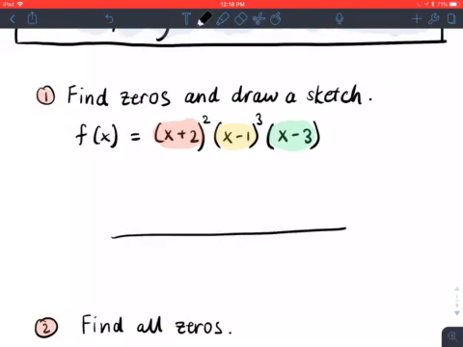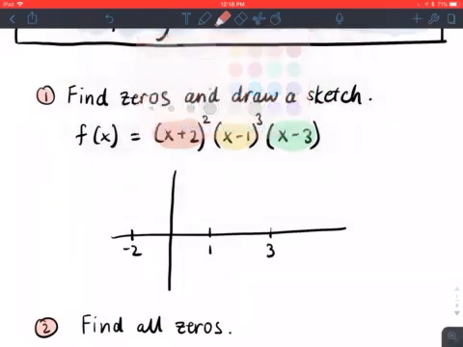If we draw a sketch of the graph, we can see that one root will be at negative 2, another will be at positive 1, and another will be at positive 3. Now we need to look at the multiplicities of those roots. This is an implied 1. The multiplicity of the root x equals 3 is 1. The multiplicity of the root x equals 1 is 3. And the multiplicity of the root x equals negative 2 is 2.